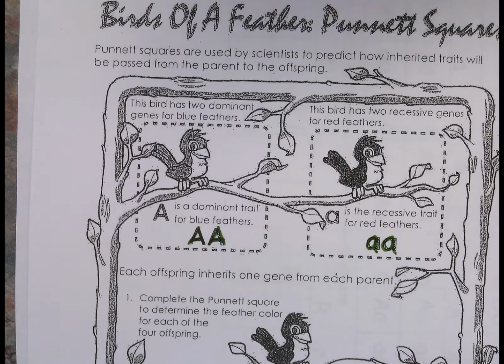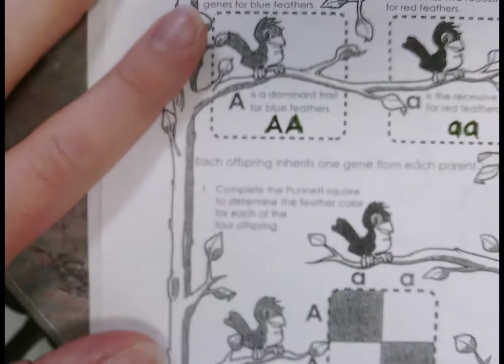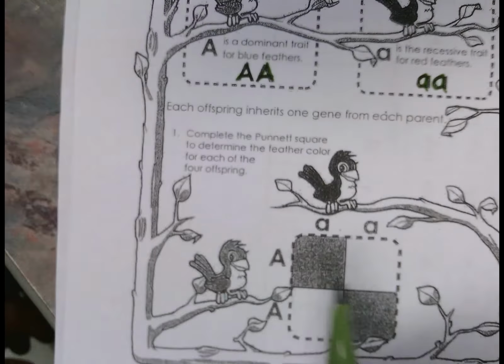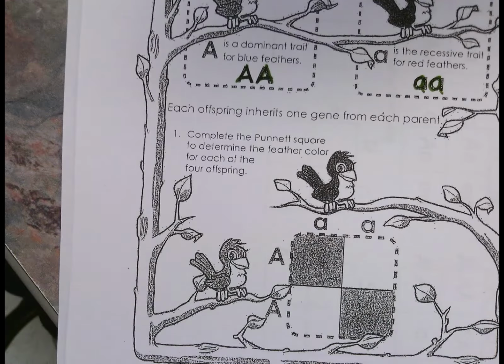Why they picked A, I don't know. I probably would have picked B, but it is what it is. So little a is a recessive trait for red feathers. Each offspring inherits one gene from each parent. And again, it doesn't matter which one, if they put big A, little a, that doesn't matter. Your results are going to be exactly the same.